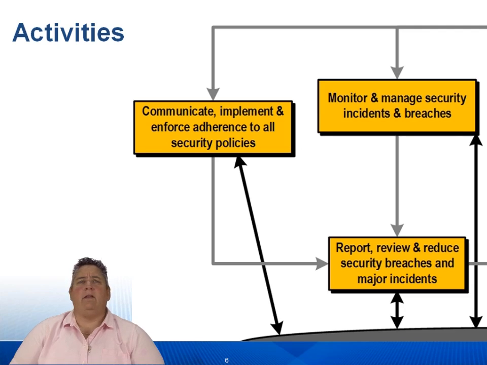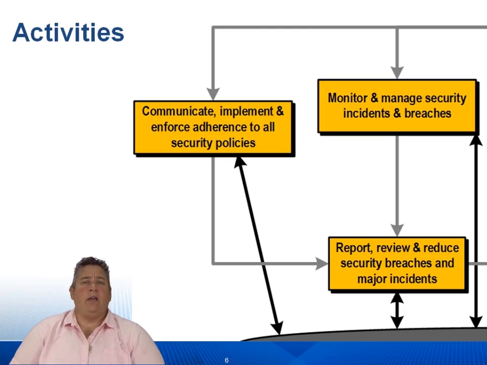Our second set of activities comes around more within the ongoing management. Monitor and manage the security incidents and breaches. Review and report, reduce the number of security breaches and major incidents, as well as communication and implementing and enforcing adherence to all security policies. So this is kind of the administrative side of information security management. Again, having the good policies in place for handling security incidents and breaches. We'll talk about that in an upcoming slide in just a couple of minutes.